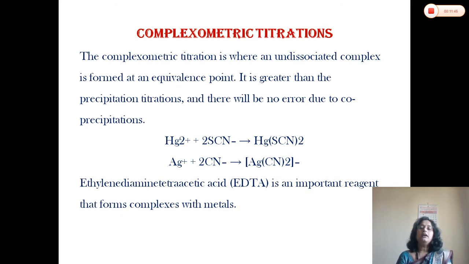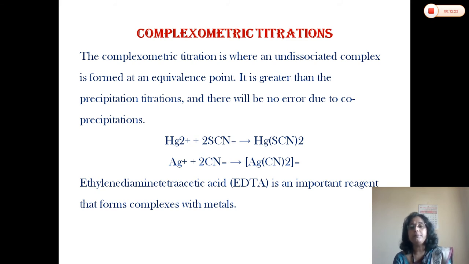Next, and the last, is complexometric titration. As per its name, this is the titration where a complex is formed during the course of the reaction. When we add the titrant into the titrate, both substances react to form a complex. In complexometric titration, an undissociated complex is formed at the equivalence point, and it is greater than in precipitation titration, and there will be no error due to co-precipitation.